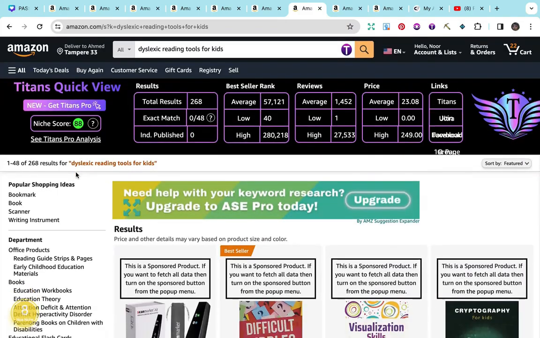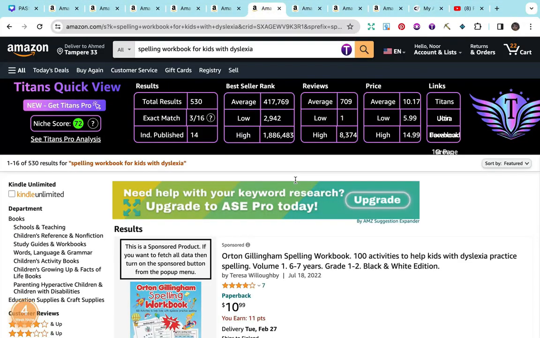So let's dive in and have a look at our fourth keyword for the day, and our fourth keyword is spelling workbook for kids with dyslexia. Beautiful keyword, ideal for the title or the subtitle. So we have a strong keyword niche score of 72, strong and solid, green, ready to go by Self-Publishing Titan's Chrome extension. Also, the total results are sitting below 1,000, and they're sitting at 530.